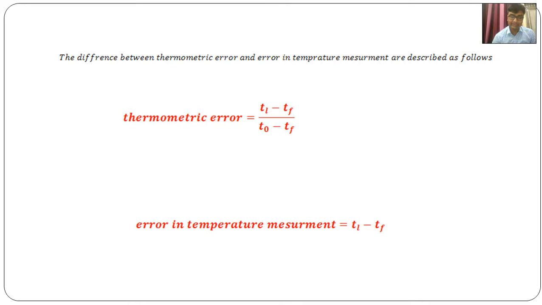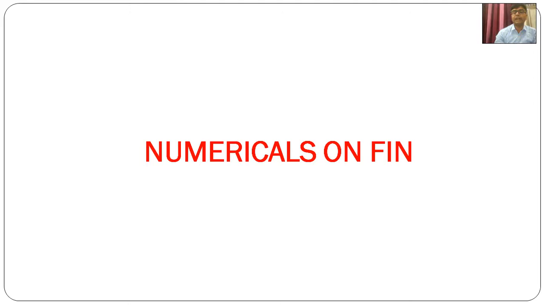What is the error in temperature measurement? This is TL minus TF. What is the thermometric error? TL minus TF upon T naught minus TF. So easily you can understand this thing. Now let us discuss the numericals of the fin.